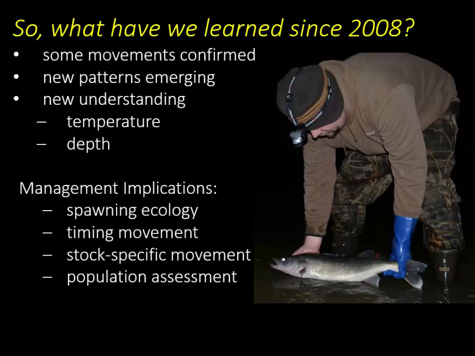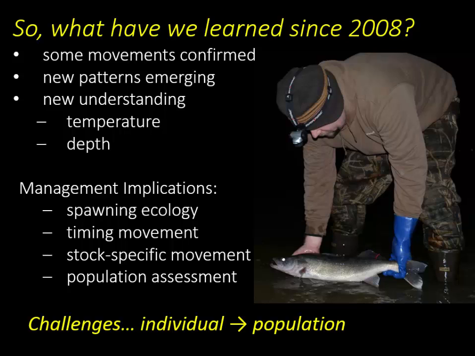Well, what are these implications for management? Well, they're giving us a better idea, I would argue, in the spawning ecology of these fish. How long are males and females on the spawning grounds? Things of that nature, things that we don't have any other way of knowing other than to actually follow these fish. Stock-specific movement rates, the timing of these movements, as well as developing population parameters.